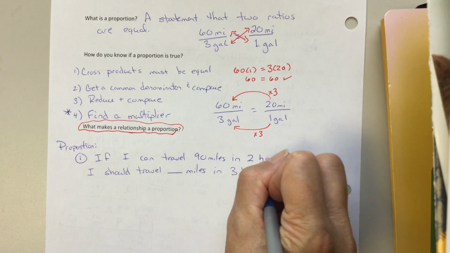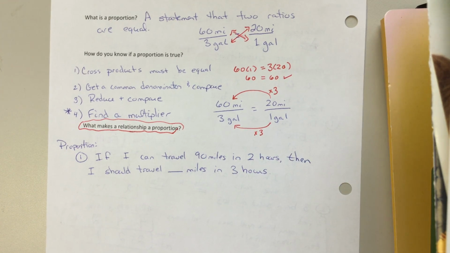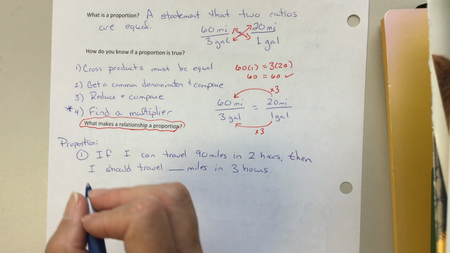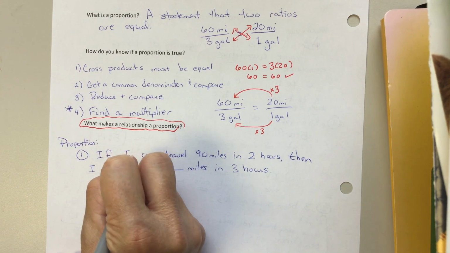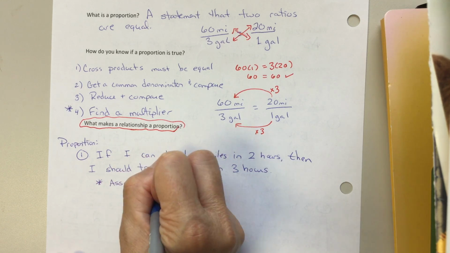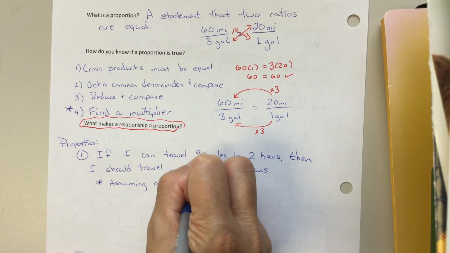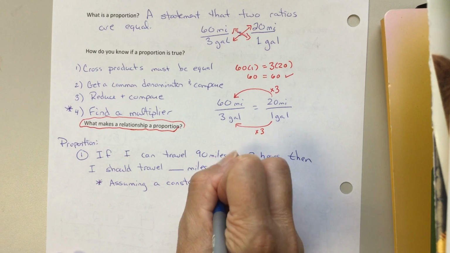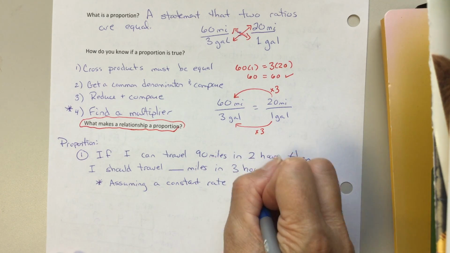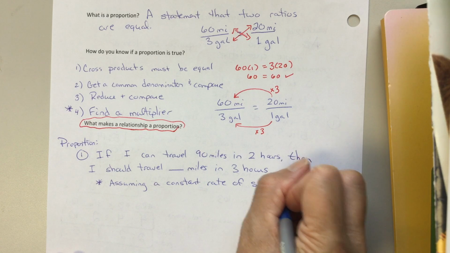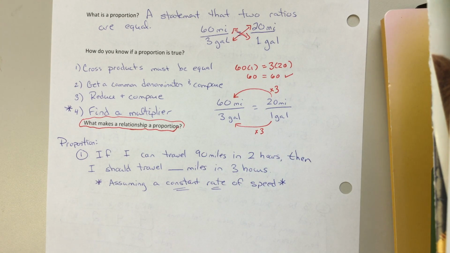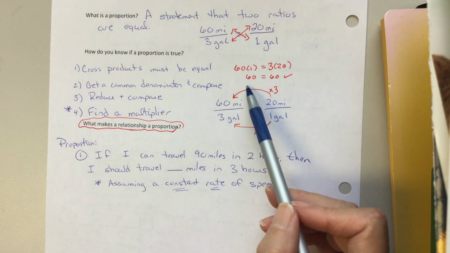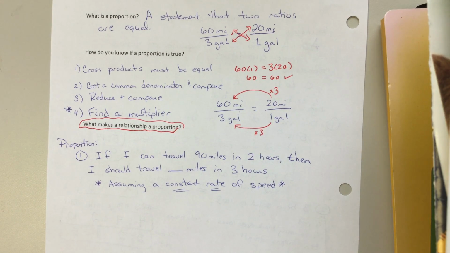Now there's definitely some assumptions made in this problem. We're assuming an average or constant rate of speed. So we are assuming a constant rate of speed. Now that right there is a dead giveaway for proportion, this idea of a constant rate. That's saying that anything I pick and make into a rate, they should be equal.